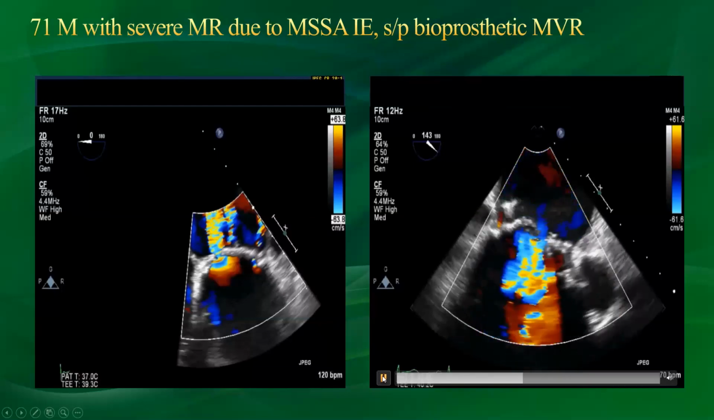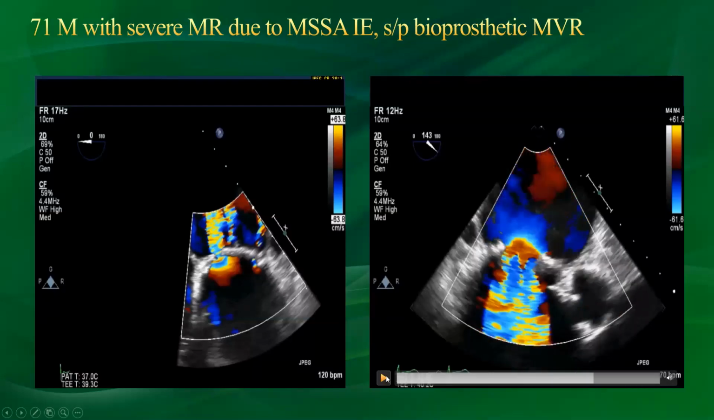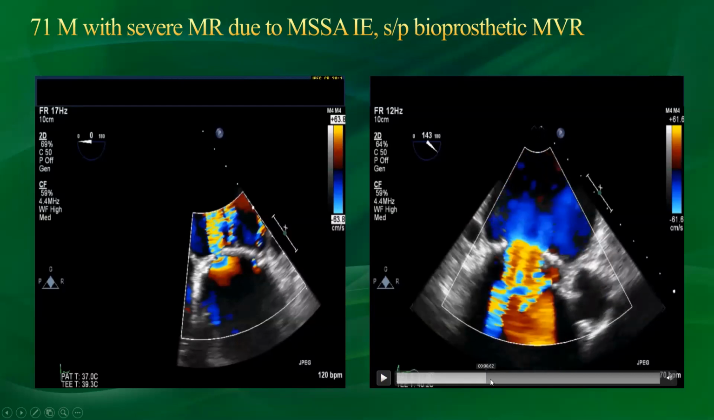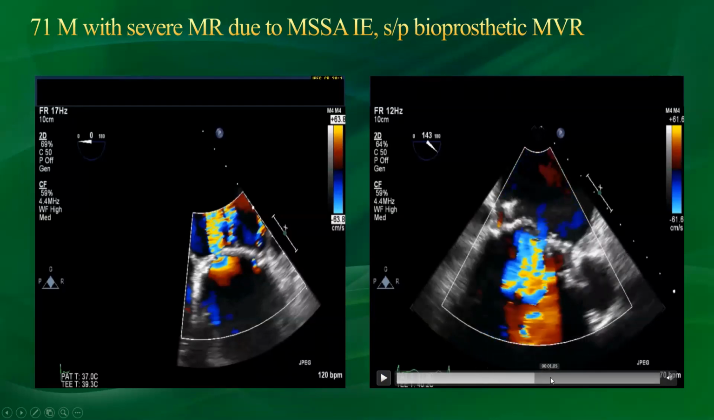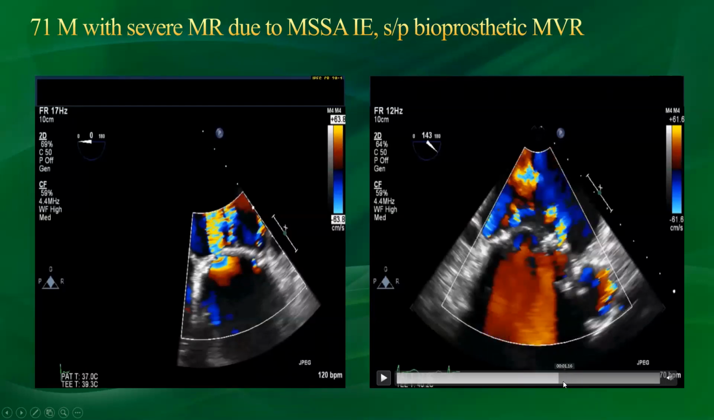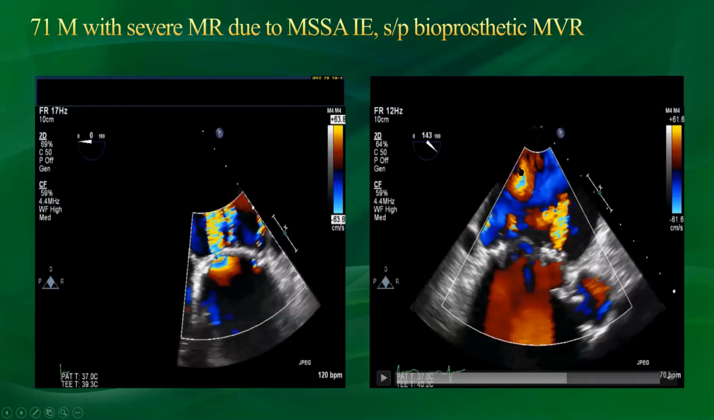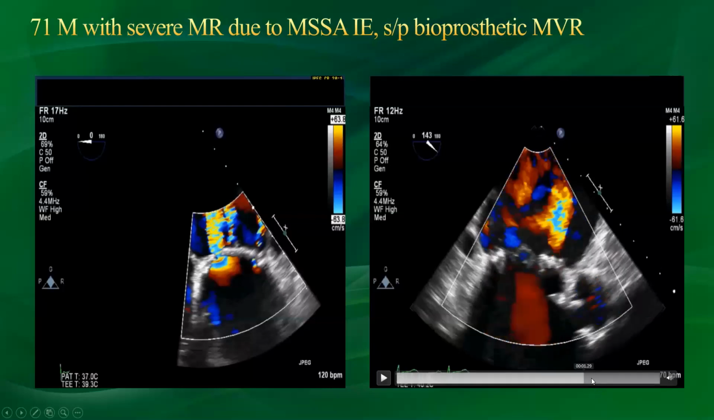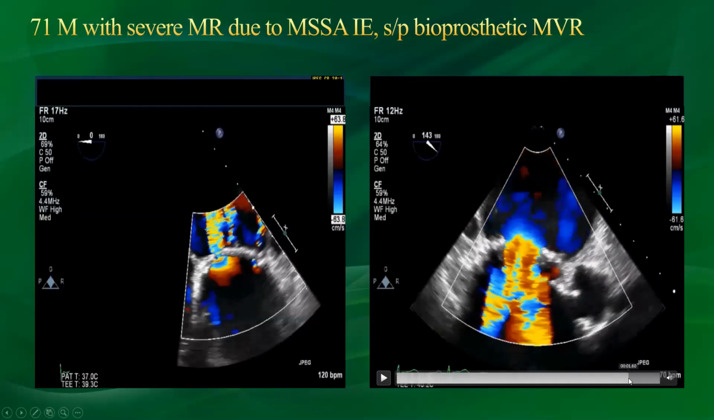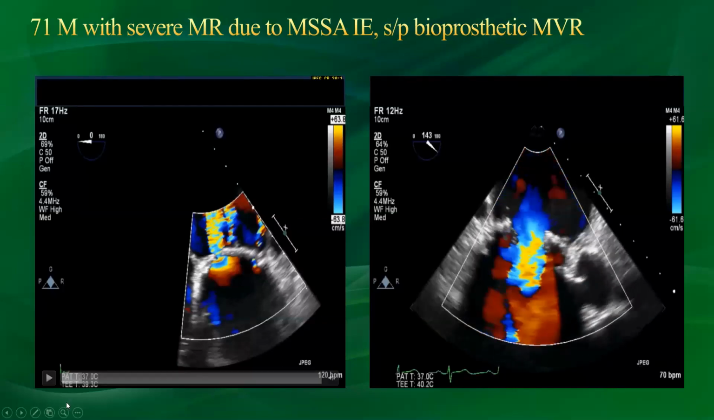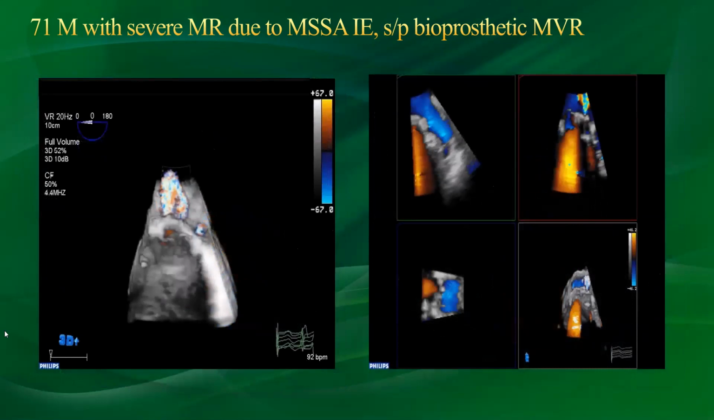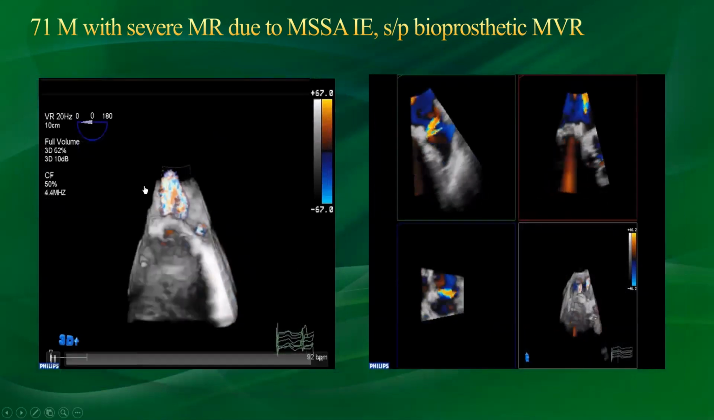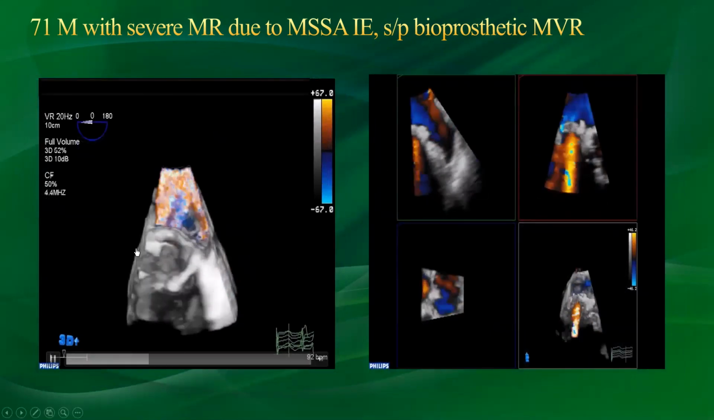Now, when you look at the images on the right here, I'll show you slowly. You can see, start seeing more color going here. 1, 2, 3, 4. Okay. But it's hard to tell how severe this is, right, on these two views. Now, let me show you the same patient with 3D color, full volume 3D color.